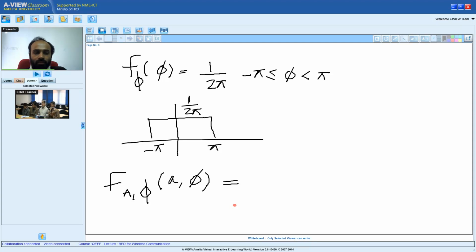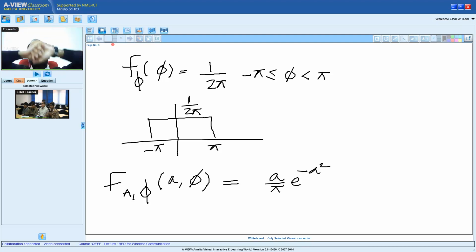A by pi e to the power minus a square. Thank you very much. So this is the joint distribution of a and pi. What we have learned today is very interesting: if the real and imaginary parts of the wireless channel fading coefficient are generated as independent Gaussian variables, then the amplitude is Rayleigh distributed and the phase is uniform in minus pi to pi.